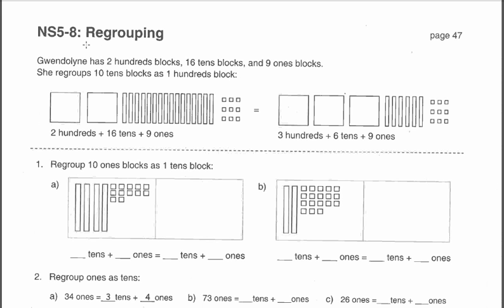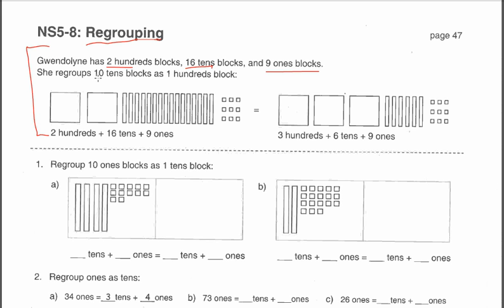So today we're going to look at regrouping. Let's look at this example. Gwendolyn has 2 hundreds blocks, 16 tens blocks, and 9 ones blocks. Well, we don't have to regroup the ones, and the hundreds there's only 2 of, but here the 16 tens is a problem. If we tried to write that out as a number, we wouldn't be able to. So we need to trade 10 of those tens in for a hundreds block.